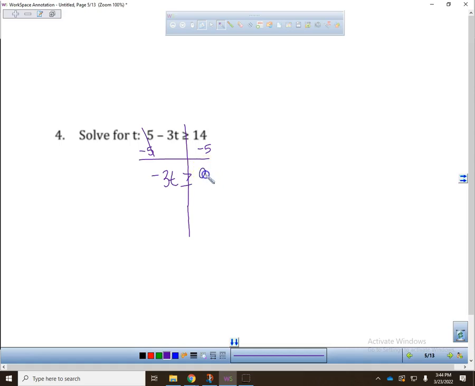So I need to get rid of my constant first by subtracting from both sides. 14 minus 5 is 9. Now I need to divide both sides by negative 3. At this point, I've divided both sides by a negative number. So my inequality sign must flip over and become less than. 9 divided by negative 3 is negative 3. So I'm left with t is less than or equal to negative 3.